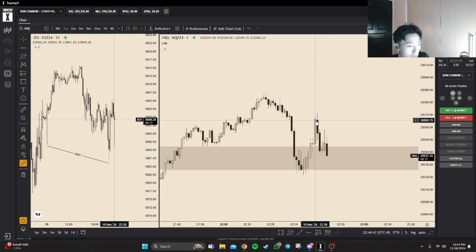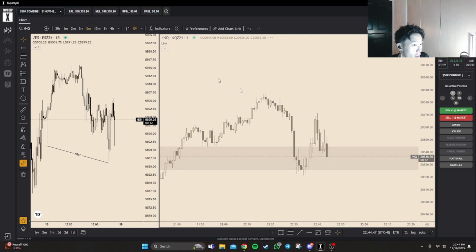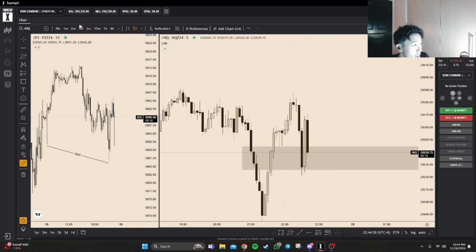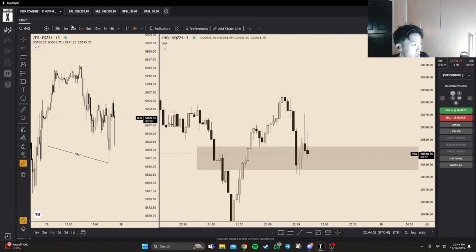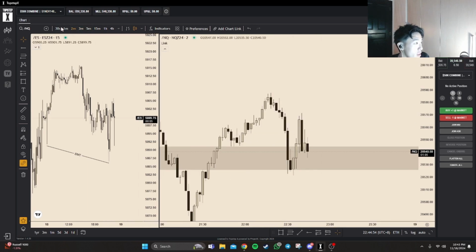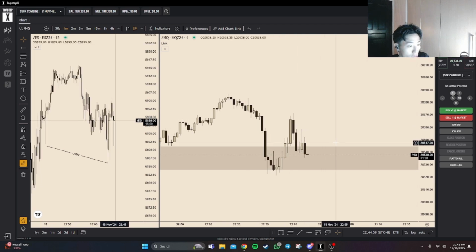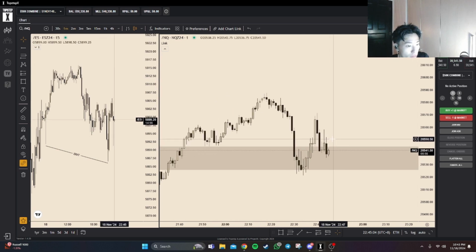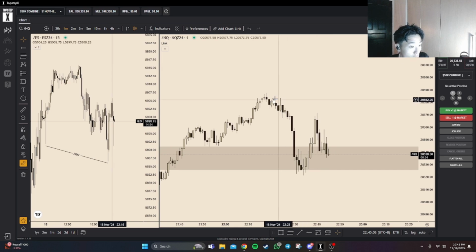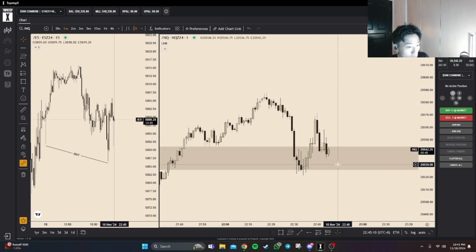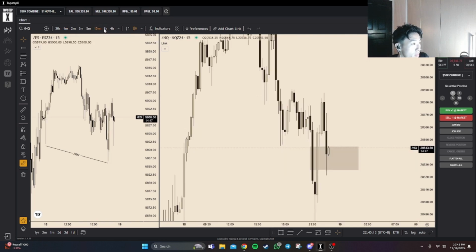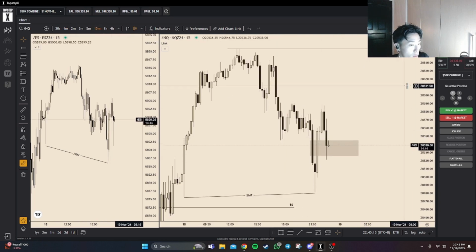And as can be seen, if I had entered on this entry, I would have been destroyed, because the 5 minute is rejecting, the 3 minute is rejecting, the 2 minute is rejecting. So you always have to cross check with the higher time frames to give yourself more of an idea of what's going on. Because if you keep zooming in on the smaller time frames, you'll probably miss the bigger picture. So you always start from the higher time frame to do your analysis.